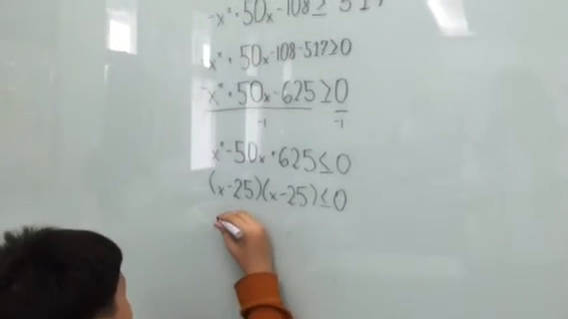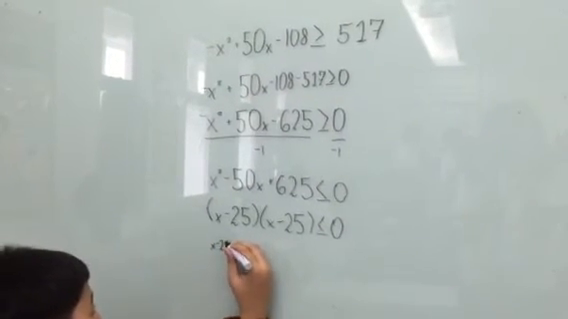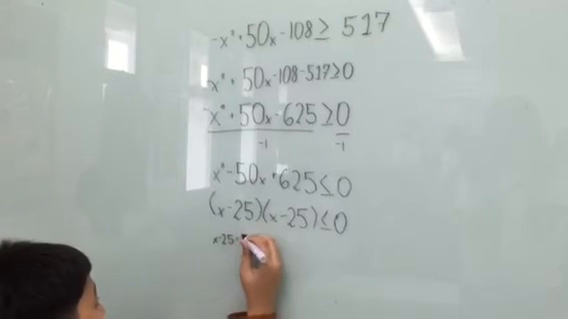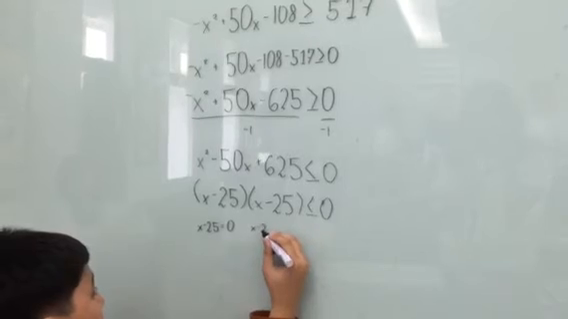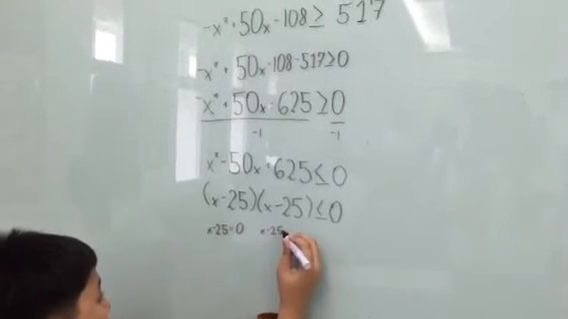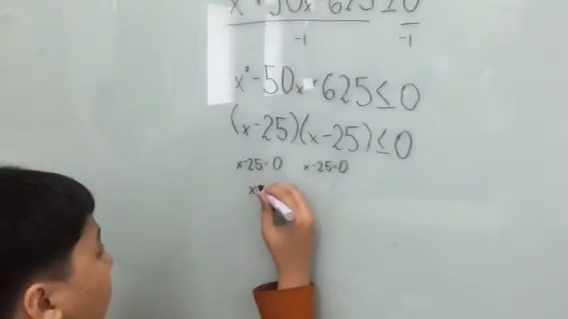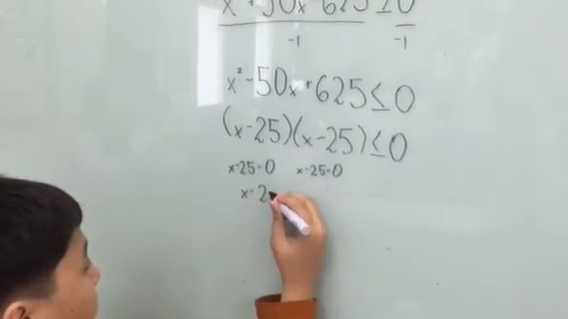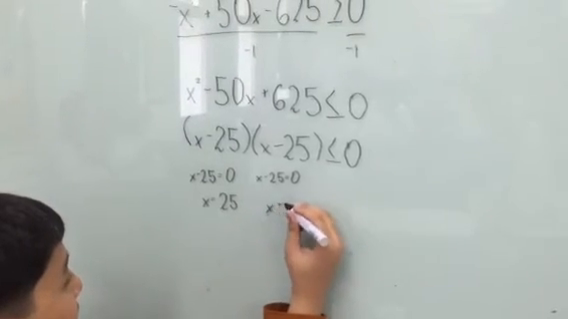Now, we shall find what the critical points are. And since it is less than or equal to 0, we can say that x minus 25 is equal to 0. Now, by isolating x, which is by transposing negative 25 to the other side of the equation, we can say that x is equal to 25. The same goes for the other binomial.